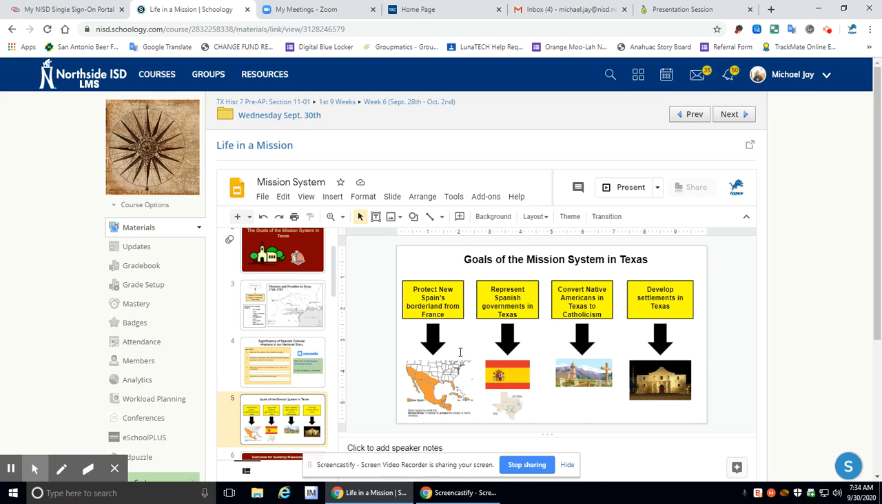Next, you're going to have the four main goals of the mission system. Remember that whenever we talk about the goals of the mission system, one of the goals is ultimately the reason it's there. The whole mission system, not just the mission, but the Presidio, the mission, the Rancho, and the civil settlement, falls under all four of these. However, when we talk about the specific purpose of the mission itself, the main goal was to convert Native Americans to Catholicism. Okay, so remember that. That's important.